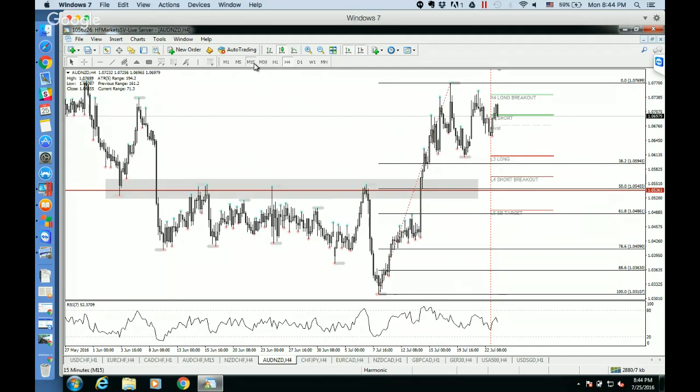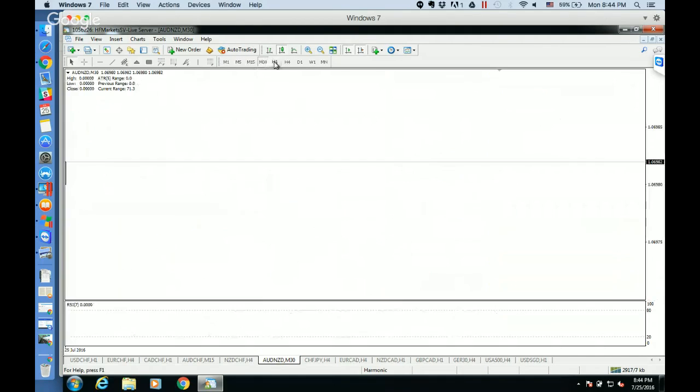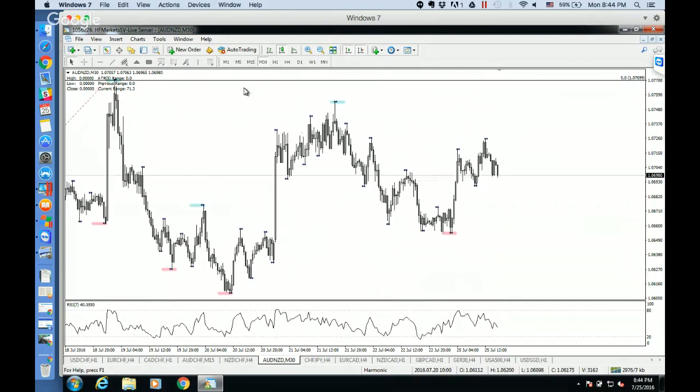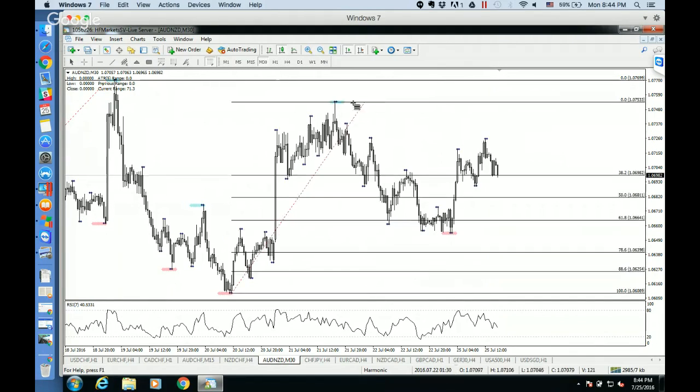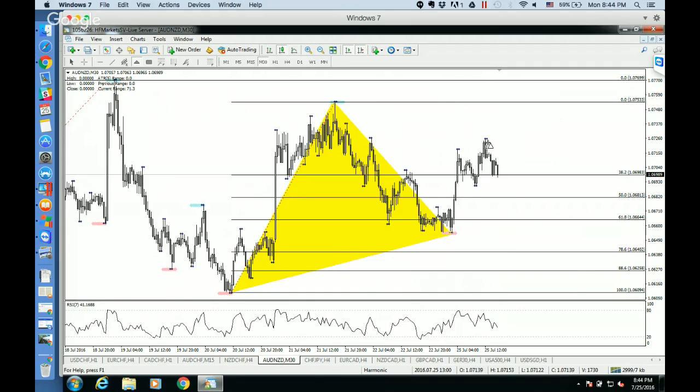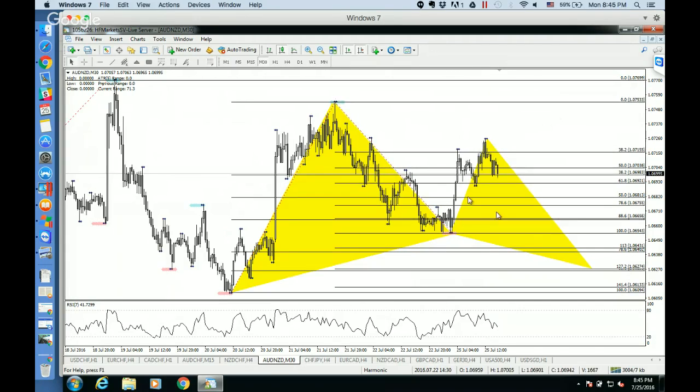If you drop into the lower time frame on 30 minutes, you can see there's a potential bullish pattern over here. You can see X to A to B coming in at 61.8. We do have a potential bullish Gartley pattern. It will complete somewhere around here. Let me check. 127, yeah, somewhere around that level.